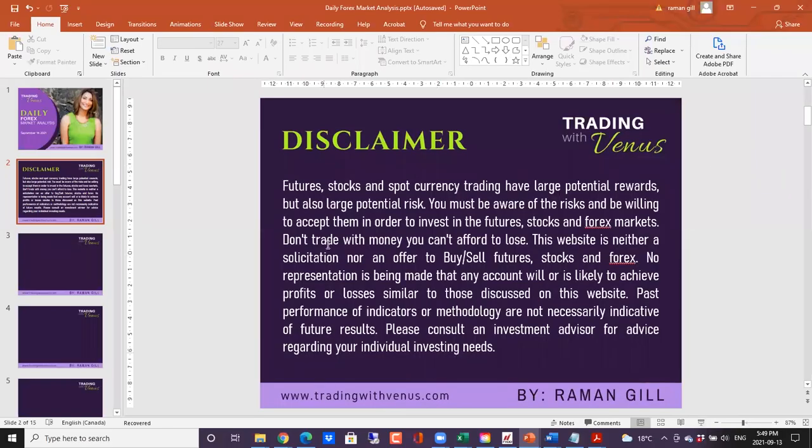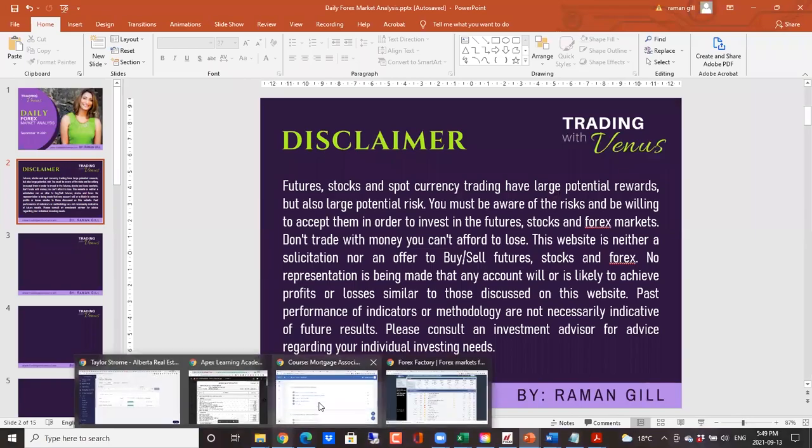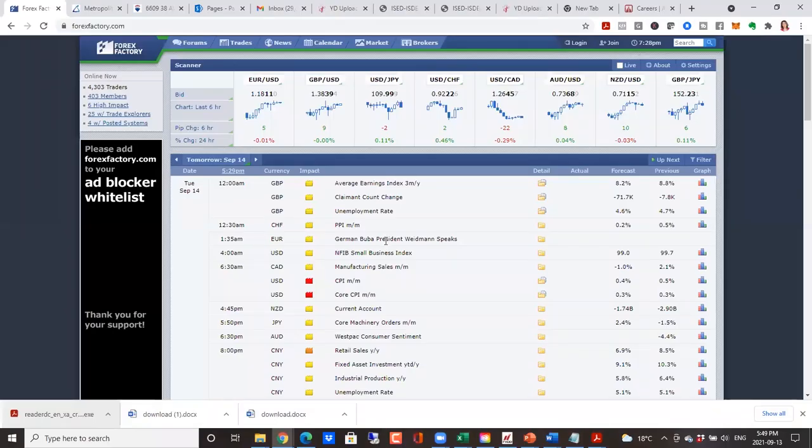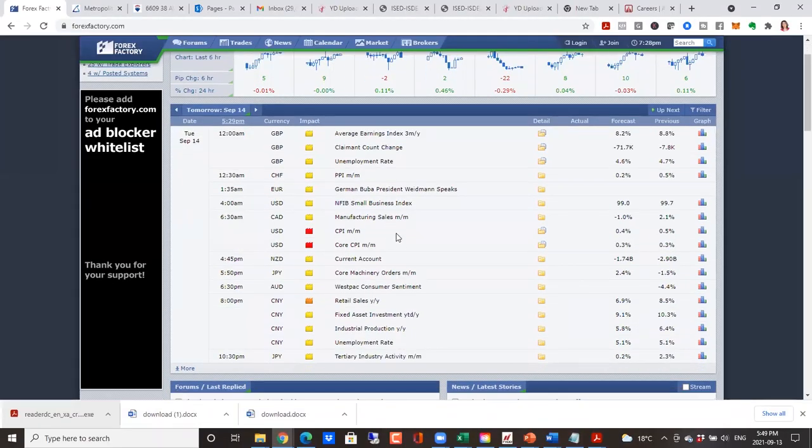As usual, we'll start off by taking a look at our calendar here. In terms of the data coming up on Monday, there wasn't a whole lot in terms of news. Coming up on Tuesday, we do have a few important pieces. The first one is the employment numbers here. The employment numbers are important, and this is for the UK, so it will impact the British pound.